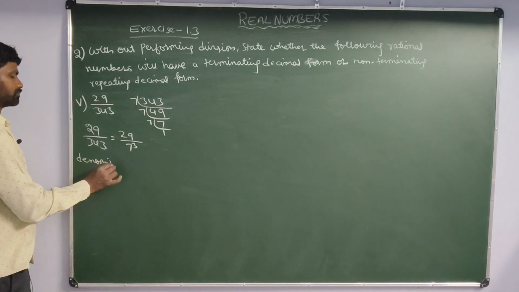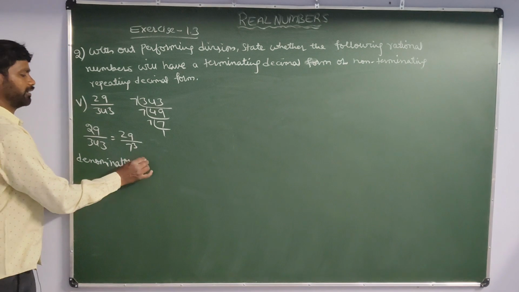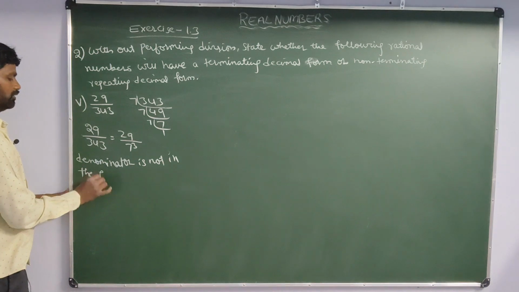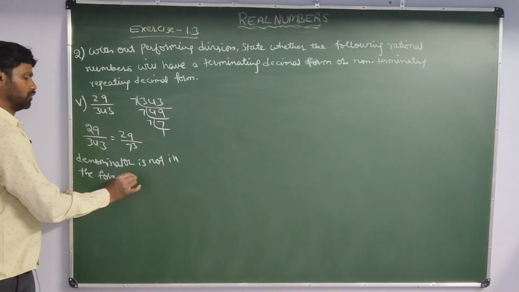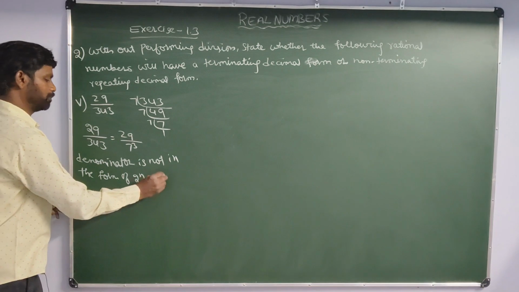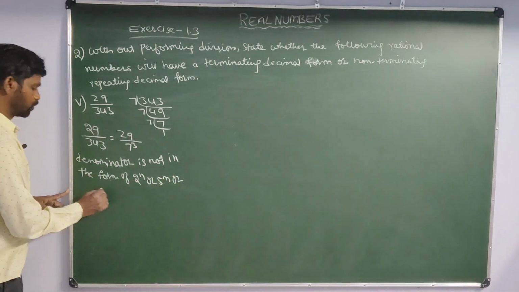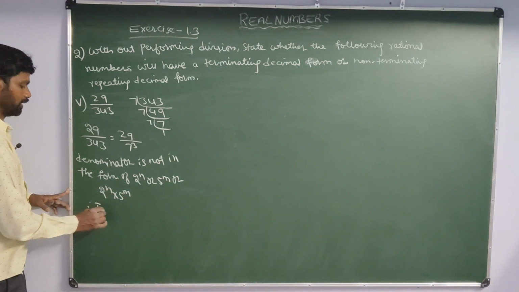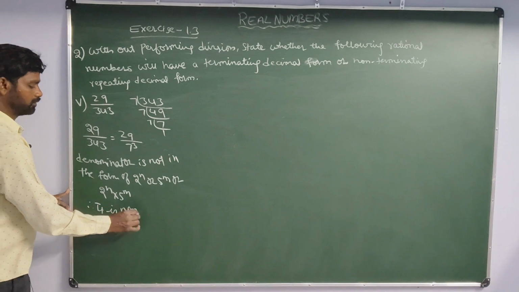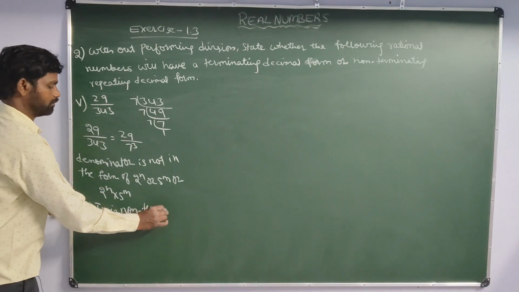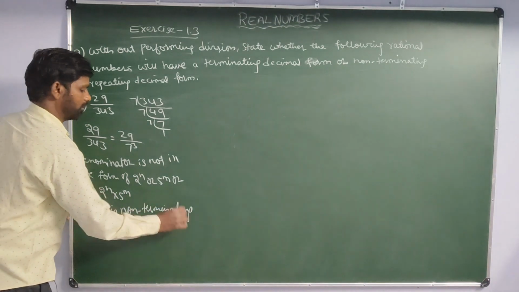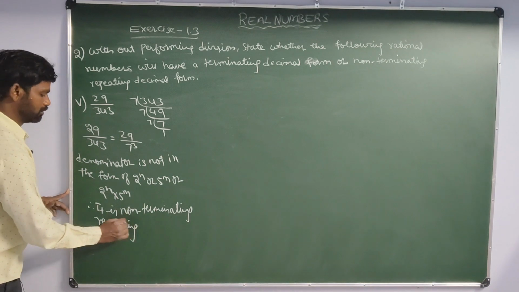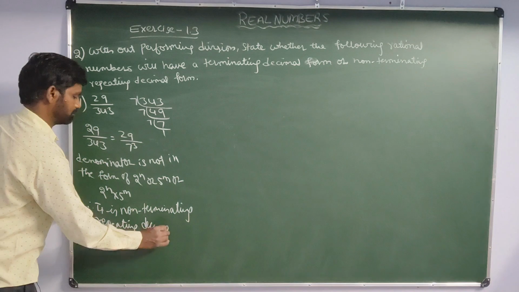Denominator is not in the form of 2 power n or 5 power m or 2 power n into 5 power m. Therefore, it is non-terminating decimal, repeating decimal. Non-terminating repeating decimal.